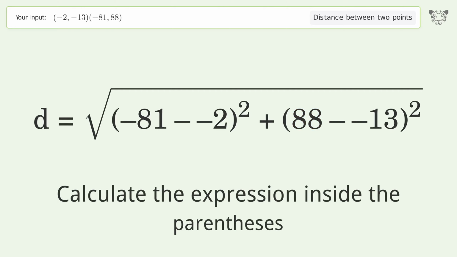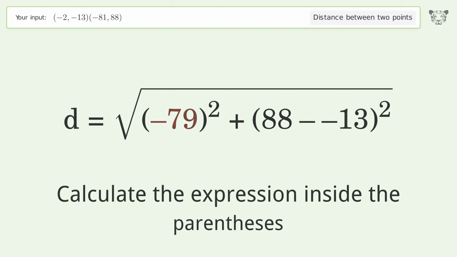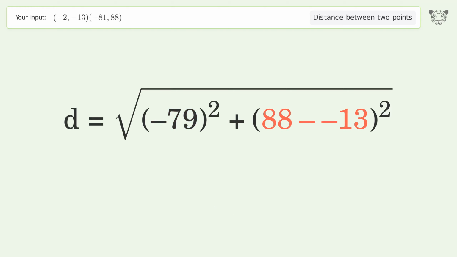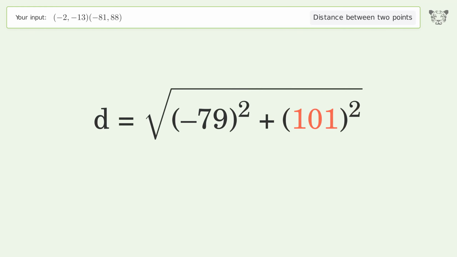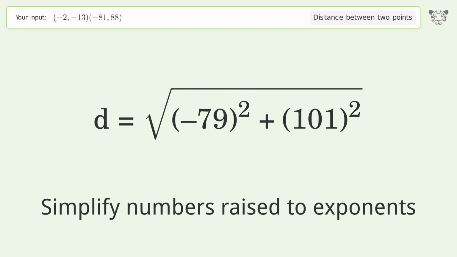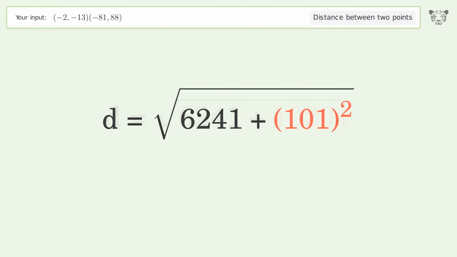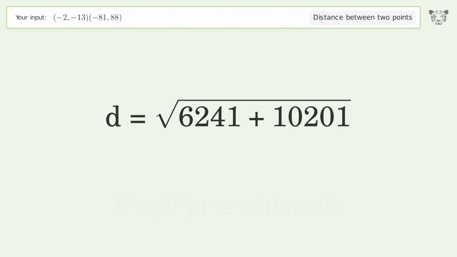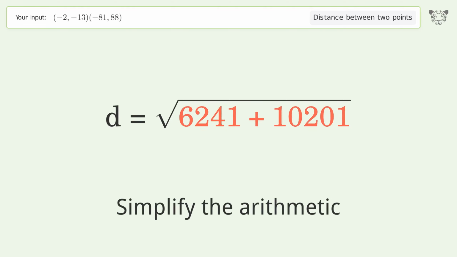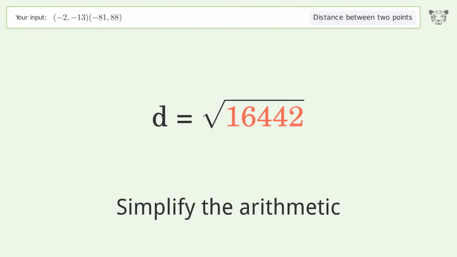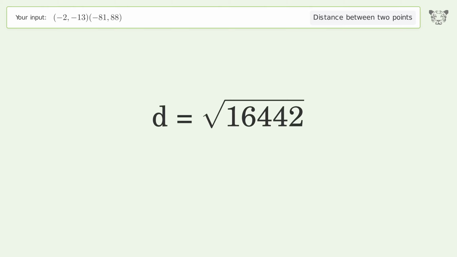Calculate the expression inside the parentheses. Simplify numbers raised to exponents. Simplify the arithmetic. And so the distance between the 2 points is the square root of 16,442, or 128.226.